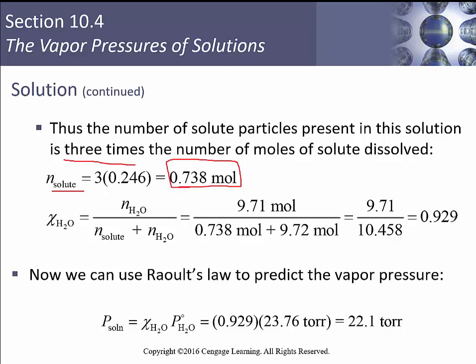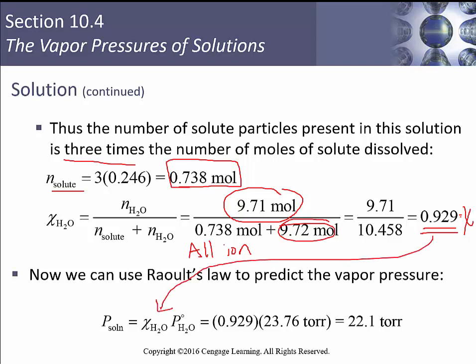So our chi value is going to be the number of moles of water, at 9.71, and then on the bottom, our total number of moles is going to be the water plus all the moles of all the ions of our solute. And we end up with 9.71 divided by 10.458. So we end up with 0.929 as our chi value. Now we can use Raoult's law. We're going to plug in this value over here. We had our P naught value for the water of 23.7 torr. We end up with 21.2.